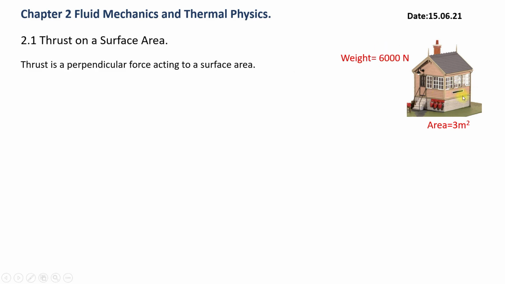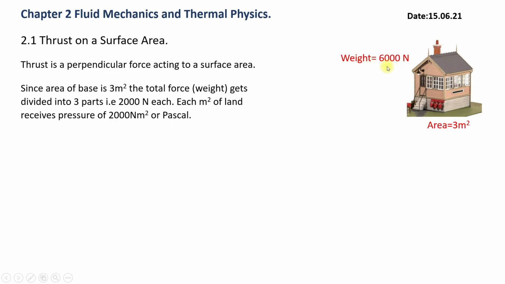For example, we have a house here. The weight of the house acts perpendicular to the surface, or the ground. So the weight of the house, or the force exerted by the house, is called thrust. If you consider this house to have a weight of 6000 Newton, or a force of 6000 Newton, and the base area of this house as 3 meters square, then since the house has a base area of 3 meters square, the total force of the house will be distributed across this 3 meters square.